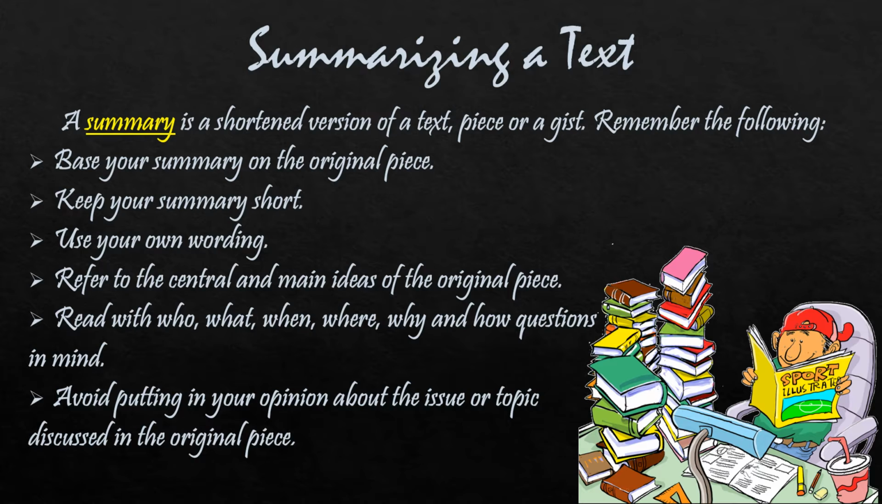Before we start, what is summarizing a text? A summary is a shortened version of a text, piece or a gist. Remember the following. Base your summary on the original piece. Keep your summary short. Use your own wording. Refer to the central and main ideas of the original piece. Read with who, what, when, where, why, and how questions in mind. Avoid putting your opinion about the issue or topic discussed in the original piece.